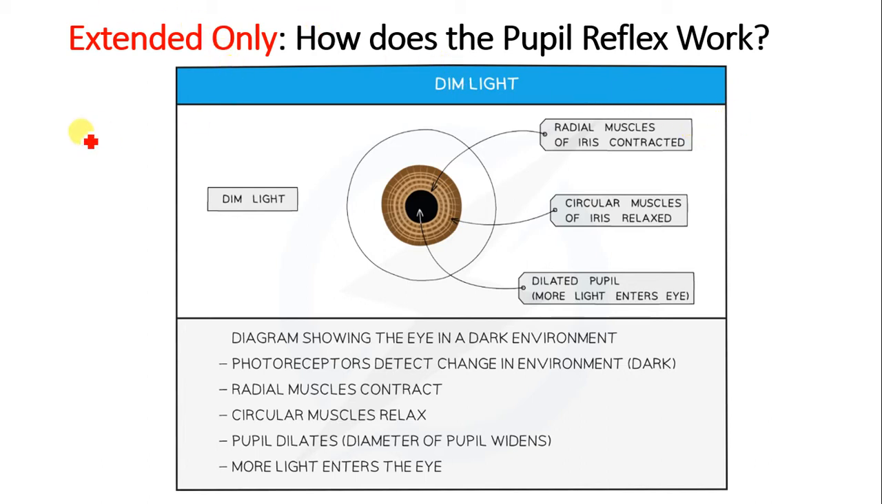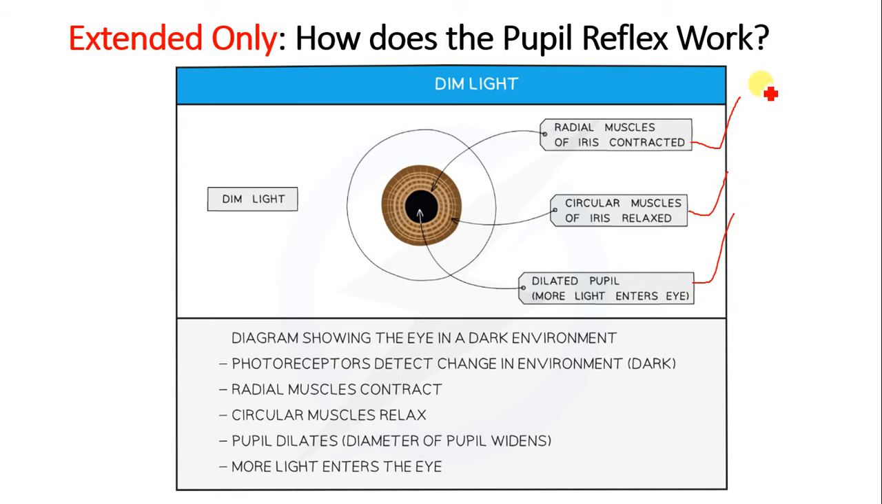Now, in dim light, the diagram shows the eye in dim light. In dim light, the radial muscles of the iris will contract, while the circular muscles will relax. This will make the pupil dilate, to become larger, to allow more light into the eye.